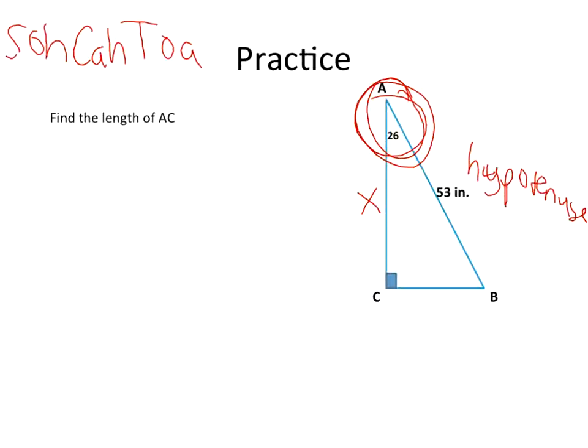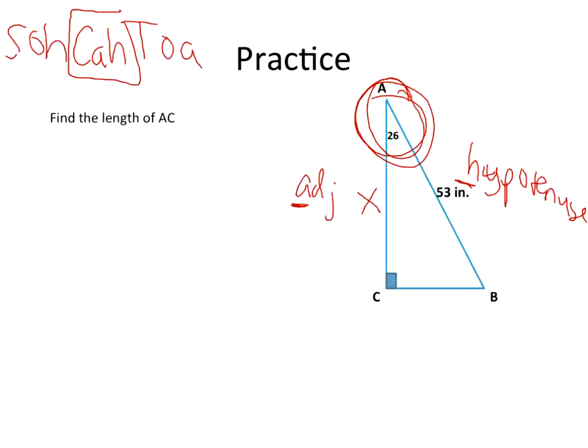X is the one I'm trying to find. Which side do I have left? Is that one my opposite or my adjacent side? Adjacent side. So if I have an A and an H, which trig function am I using? Which trig function uses the A and the H? You guys okay with how we picked that one out? You have to label your triangle first, then you're going to pick the appropriate trig function.